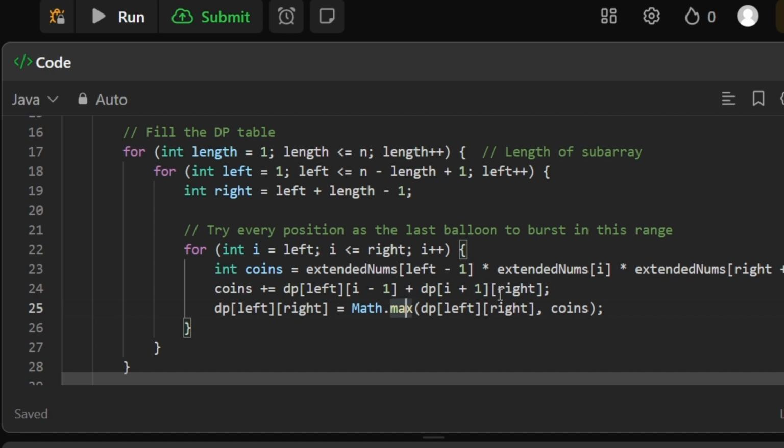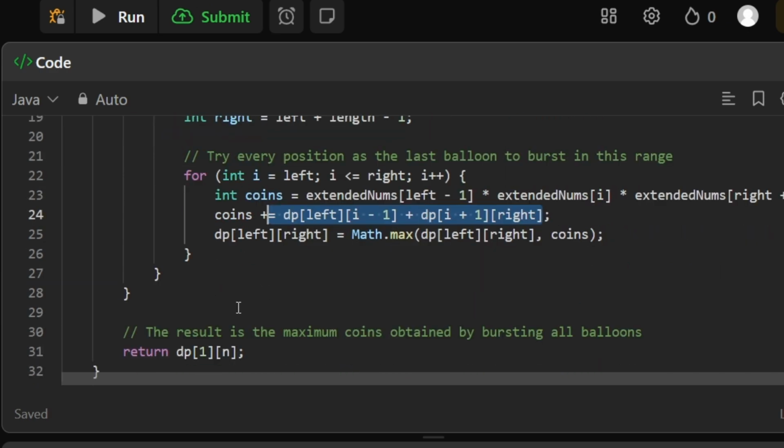of dynamically programmed ranges that we have already found so far. So for any ith range, the value would be dp of left to i minus 1 plus dp of i plus 1 to the right, and we already have the values being calculated by bursting that particular balloon. And the range value at any particular location would be the maximum value that we currently have, or the new maximum value that we just found. Whatever is greater, we'll just store it in the result.